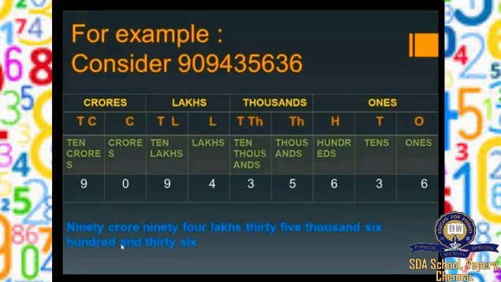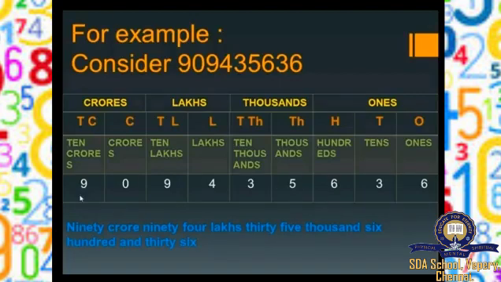So when you write the number name for this given number, you have to write this as 90 crores. You have to club the crores and 10 crores as crores. Similarly for lakhs, 94 lakhs, 35,000. When it comes to ones, you're going to write it as 636.